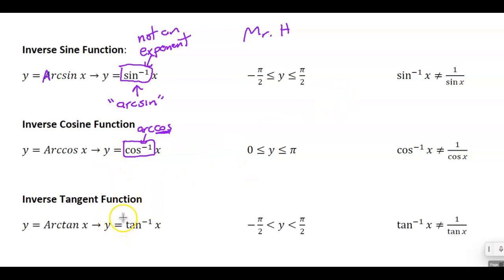Same thing here. This is tangent, arc, tangent, arc, tangent, arc, tangent. Okay. And again, this is not an exponent. That doesn't mean to the -1 power. So you might have seen like 4 to the -1 equals 1 over 4, right? So arc sine does not equal 1 over sine. They are not the same thing, not even close.